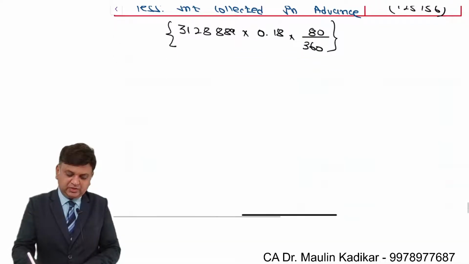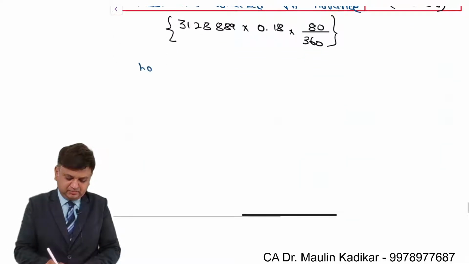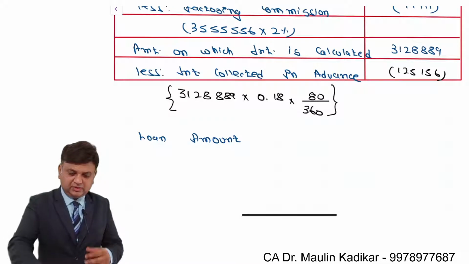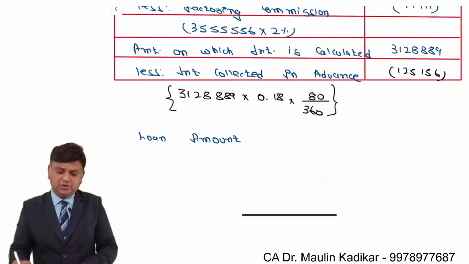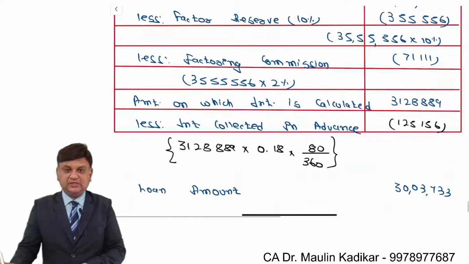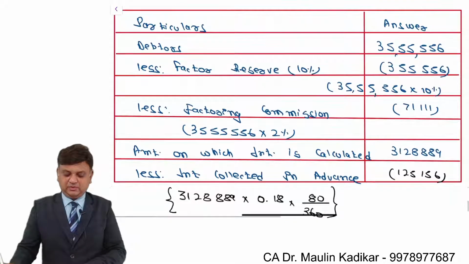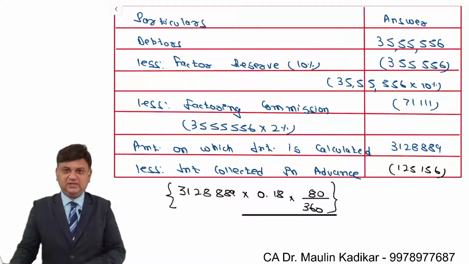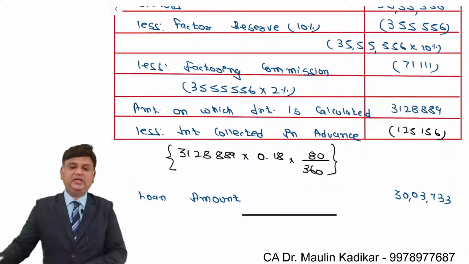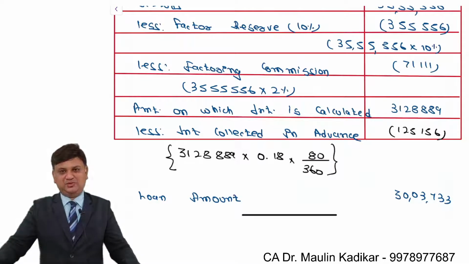Okay. Now difference of both of them is the loan amount. So 31,28,889 minus 1,25,156. So 30,03,733. This is the way we make the computation of the loan amount. We start with the debtors minus factor reserve minus factoring commission, then minus interest, that is the loan amount.